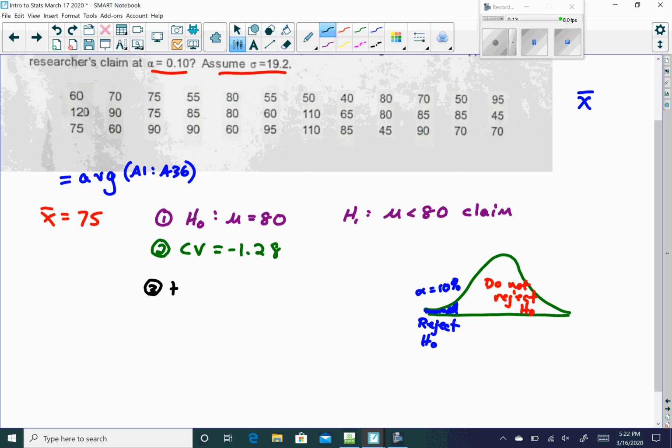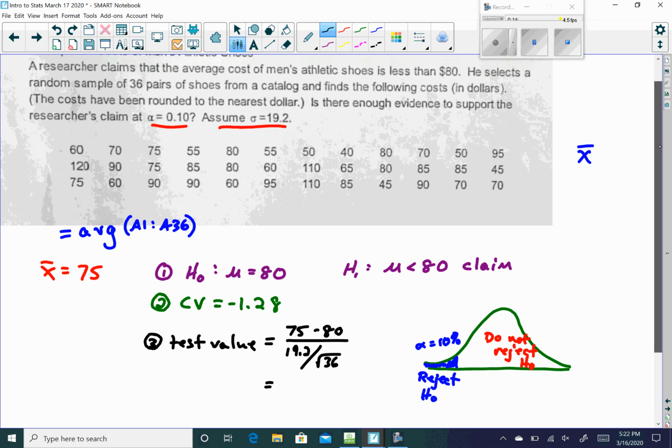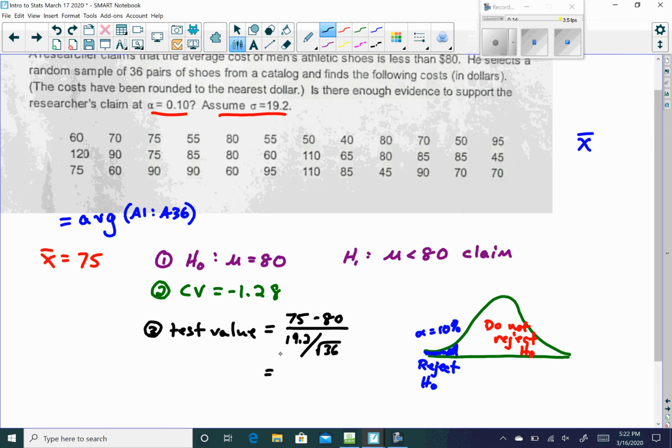Step 3, our test value turns out to be 75, that's our sample mean, minus 80, divided by our population standard deviation, 19.2, and then the square root of 36, the number of data values here. And this should come out to be, again, you can pause the video, negative 1.56.